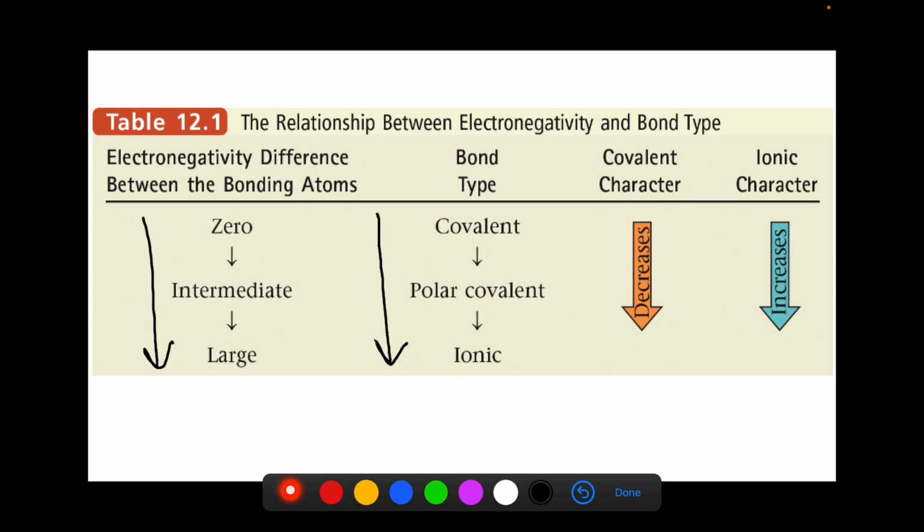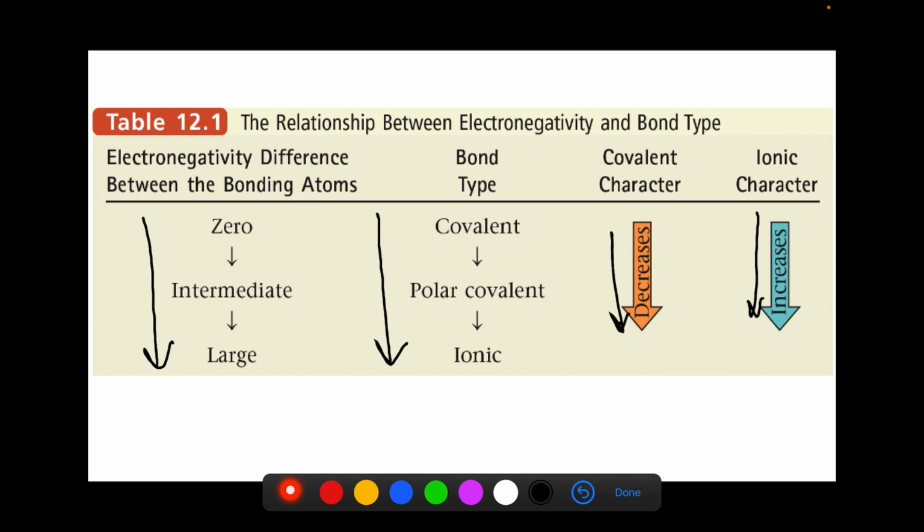It's important to note that bonding lies on a continuum, meaning we don't typically draw a hard and fast line between ionic bonds and covalent bonds. As the electronegativity difference increases and the sharing of the electrons becomes more and more unequal, we say that a bond becomes more and more ionic and less covalent.